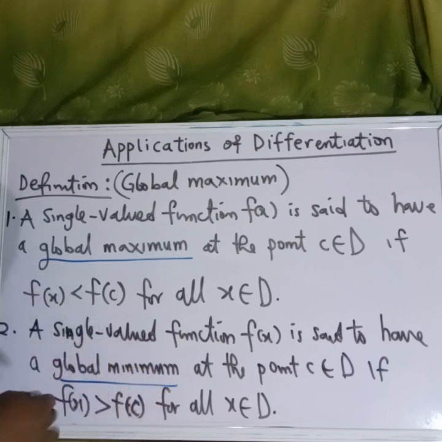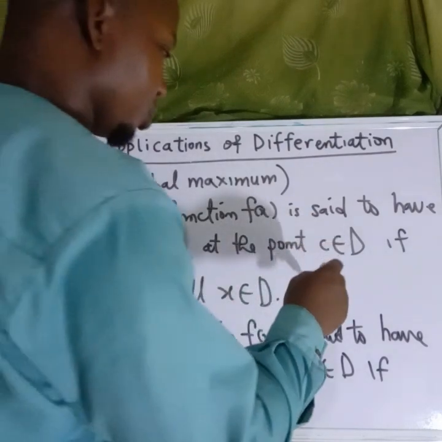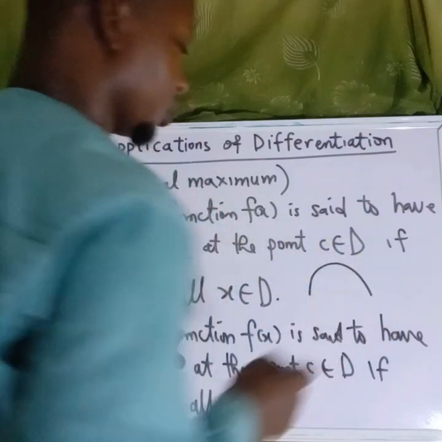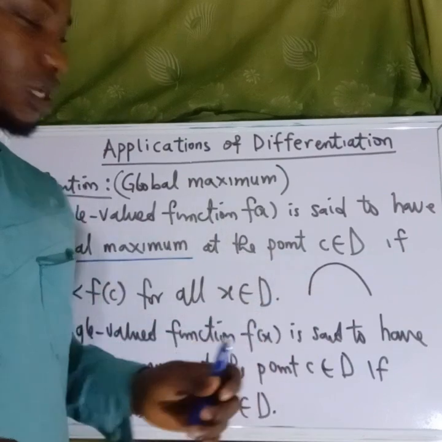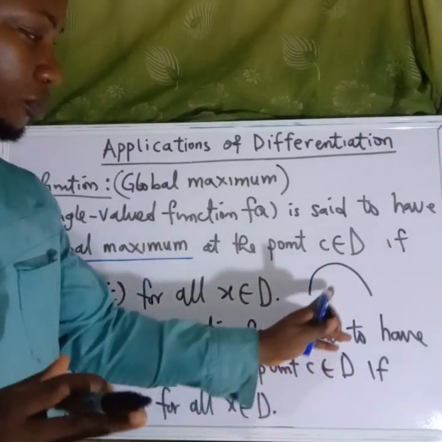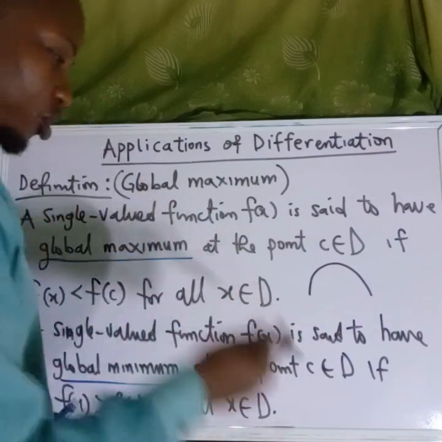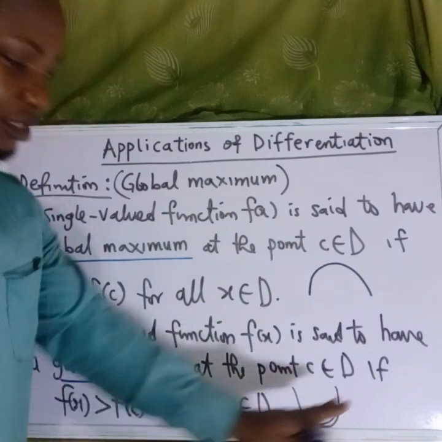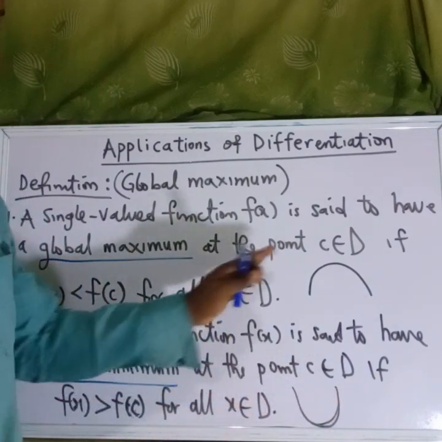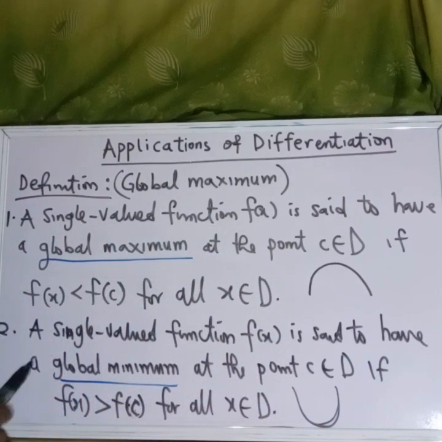minimum. So from these two definitions, we'll see that when we say global maximum, it is when we have the shape of a dome, a plain dome, just like this, and when we say minimum, we have the plane of a valley. So that is what we'll be using to differentiate the two concepts.